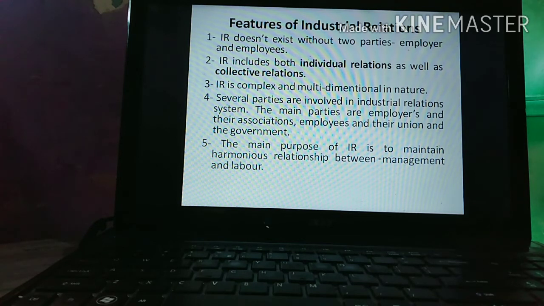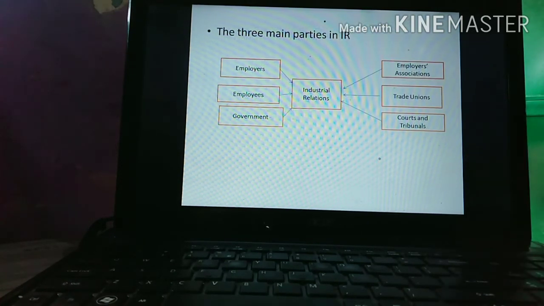Next point is that the main purpose of IR is to maintain a harmonious relationship between the management and the labor. I have already explained that the main objective of IR is to maintain a good relationship between the management and the labor, if they mutually settle their dispute. If the dispute is not settled mutually, then the government interrupts. With the help of the government's intervention, IR maintains a good relationship between the employer and the employees.